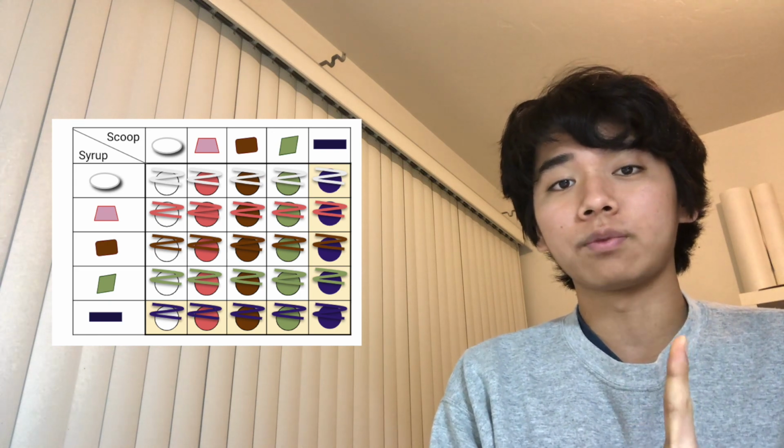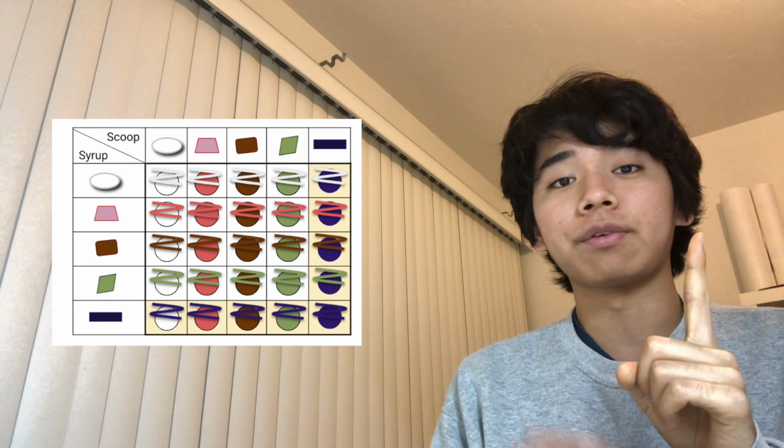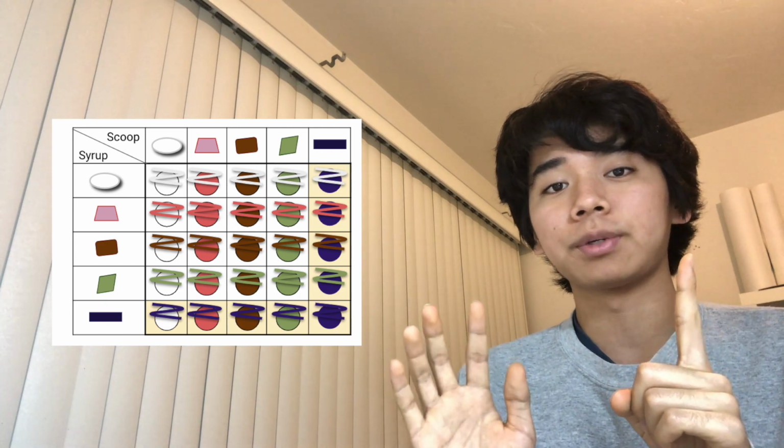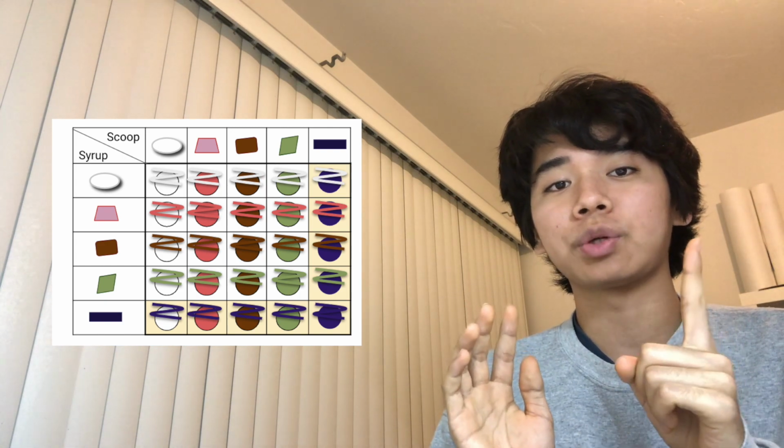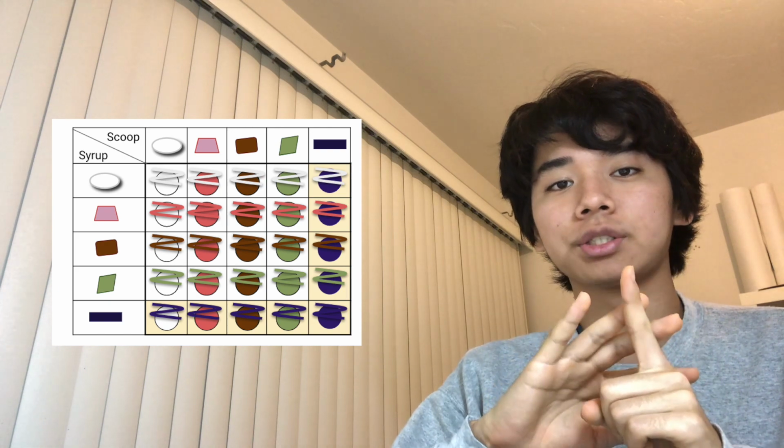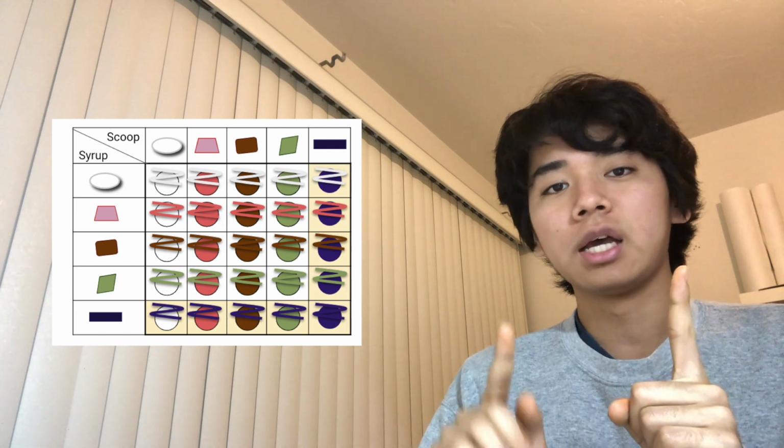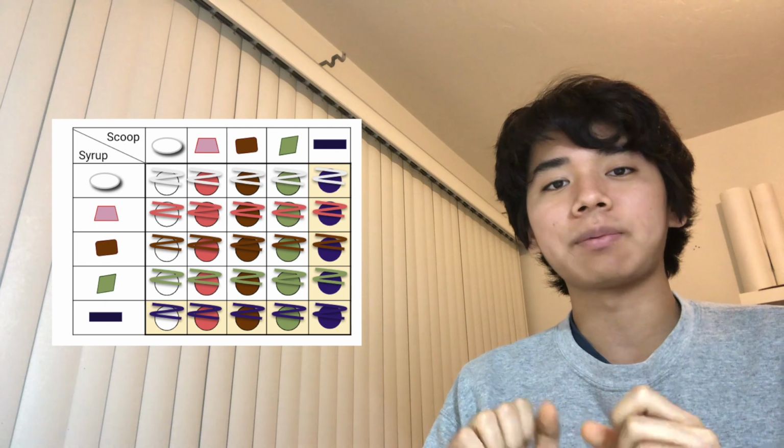So if we take one of the ice cream flavors, we can choose from 5 different syrup flavors. This means that for each ice cream, you can have 5 different combinations, right? Because you've got to choose one on one. So if you have 5 of them, that means it's 5 times 5, which equals 25.